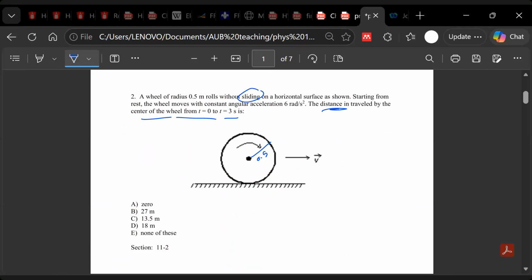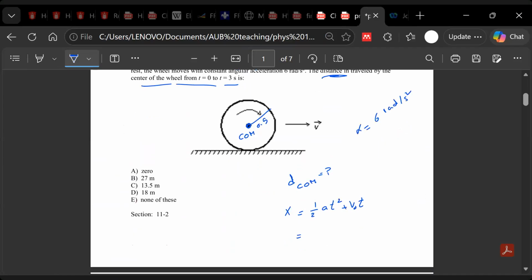Starting from rest, the wheel moves with constant angular acceleration, 6 radian per second squared. So be careful, this is alpha. The distance that is traveled by the center of the wheel, that's what I'm interested in. So this is basically the center of the wheel. This is the center of mass. So what I want is the distance covered by the center of mass. I know the center of mass undergoes no rotation. So I'll just apply translational motion to the center of mass. I'll take the distance covered by the center of mass to be none other but half a t squared plus v0 t. This is basically the distance covered because the center of mass undergoes only translational motion.